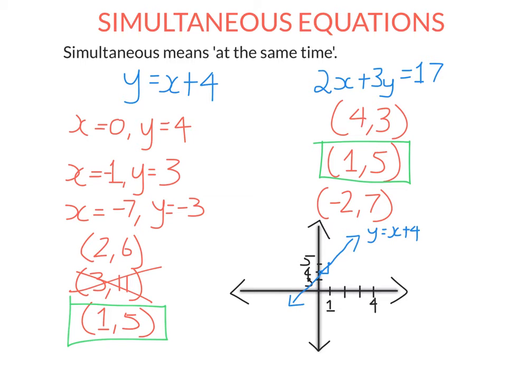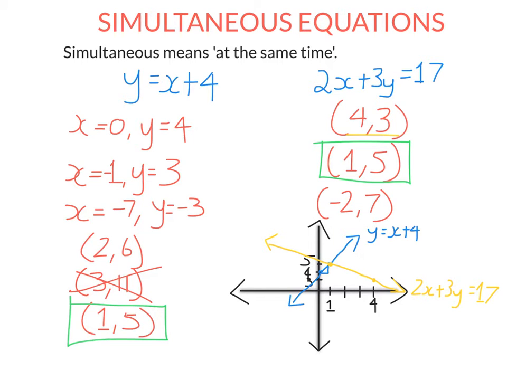So to graph 2x plus 3y equals 17, that's not easy. It turns out it goes through the point 4, 3, like I said. So 4, 3 there. It also goes through the point 1, 5. So it'll be the line that goes through these two points. So the graph of 2x plus 3y equals 17 looks like this. So we can see that both graphs go through this point 1, 5. So that is the point of intersection. It's no coincidence. It's also the simultaneous solution.